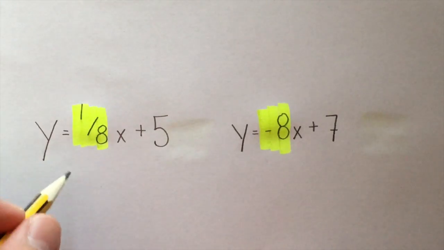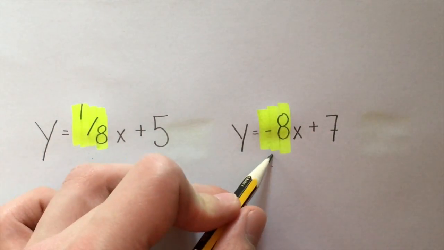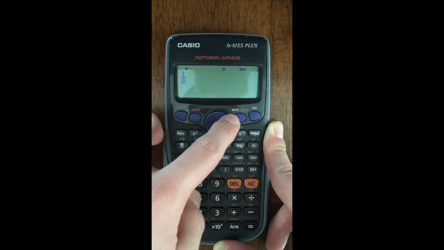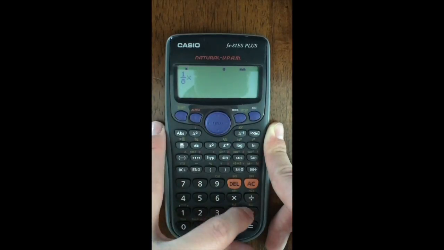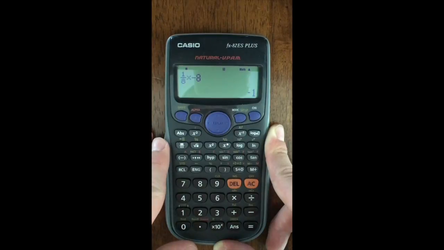Once identifying the slopes of each equation or line, you then want to multiply the two slopes, and if the product of the two slopes happens to be -1, then the lines are perpendicular.